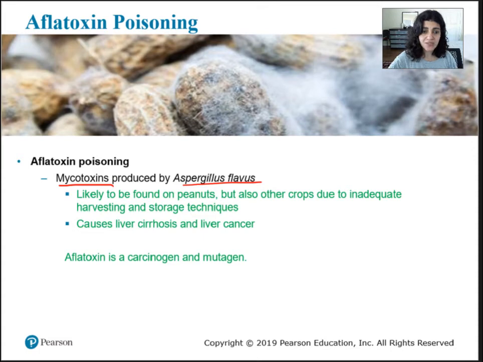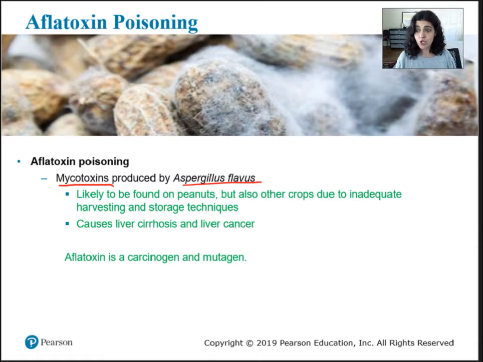So aflatoxin is a carcinogen and mutagen. So it's going to cause liver disease. It's going to cause liver failure and death in up to 40% of the cases. There was an outbreak of aflatoxin poisoning in Kenya in 2006.